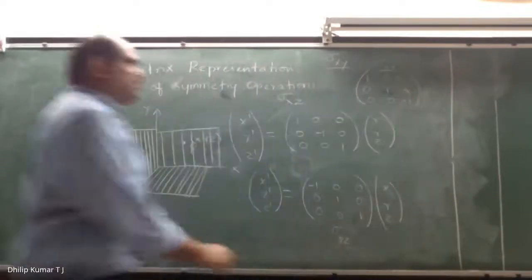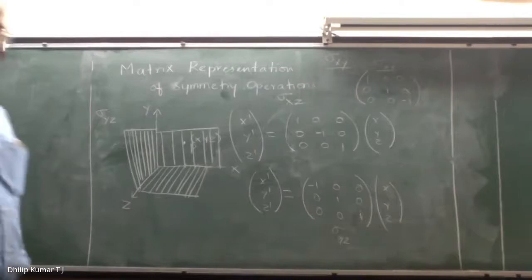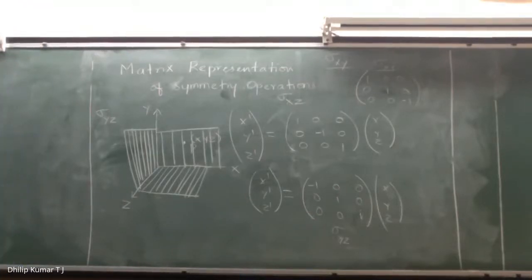So these are the symmetry operations, the matrix representation of symmetry operations. One can write in terms of matrix. Here we have considered that the coordinates are moving. Whether atom or molecule, the position is remaining the same, only the coordinates are changing their direction. So this was sigma planes.